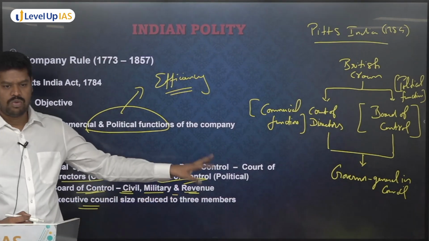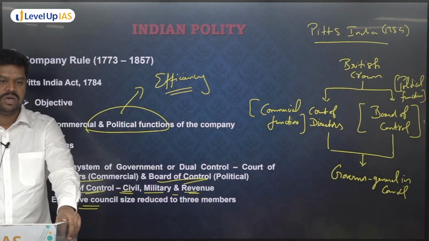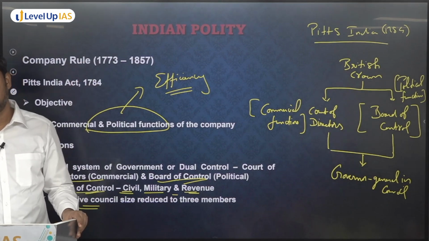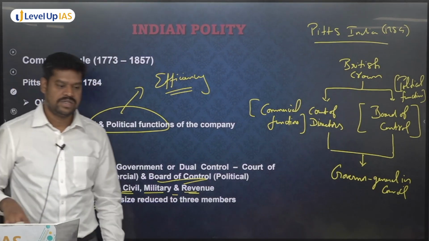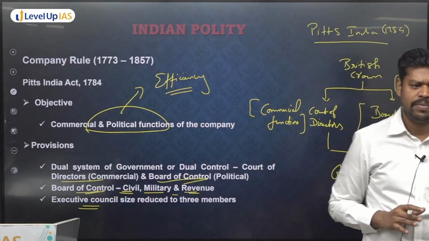Okay, so there was also one more change with regard to the size of the Governor General in Council. In the Regulating Act of 1773, what was the size of the Governor General in Council? 4, that is reduced to 3 now. So these are some of the major changes.